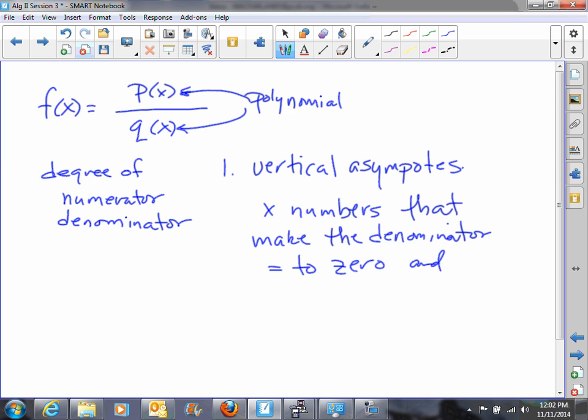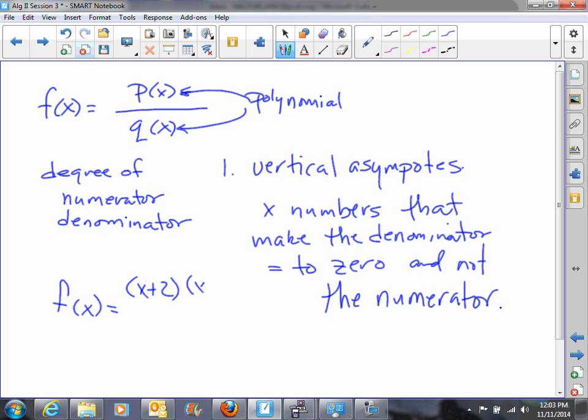and not the numerator. That's probably poorly stated. Let me see if I can do a better job on that. If you have a polynomial function, p of x over q of x, let's just make one here, and let's say f of x is equal to x plus 2 times x minus 3 over x plus 2, x minus 5, x plus 4.